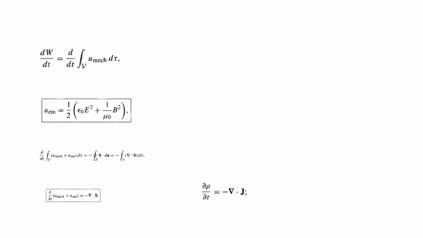So we know that whatever work is done on the charges by the electromagnetic field, what will be the end effect of that work? That work will be used for changing the mechanical energy of this system of charges. Mechanical energy means potential energy as well as kinetic energy. So if you represent U mech as the mechanical energy density, mechanical energy per unit volume, then the work done by the electromagnetic field is equal to the total change in mechanical energy of the charge distribution.